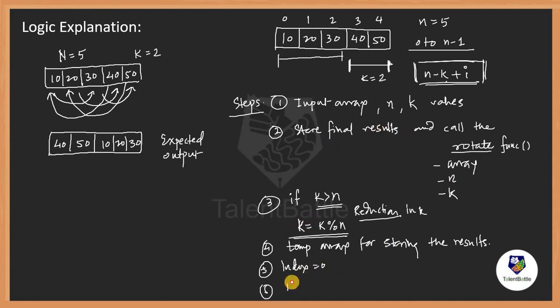Now the last step of the function is to return the finalized temporary array to the function from where we have called it. There we have to just accept those elements and use a simple for loop to display the contents, right? So these are my steps.